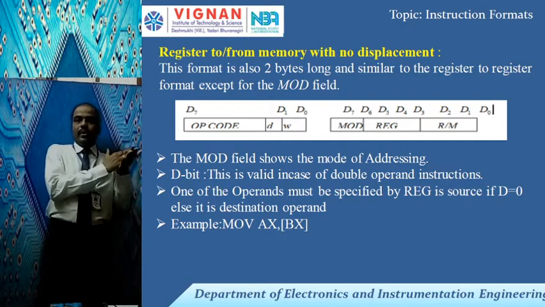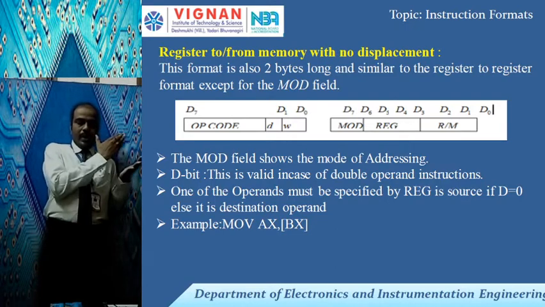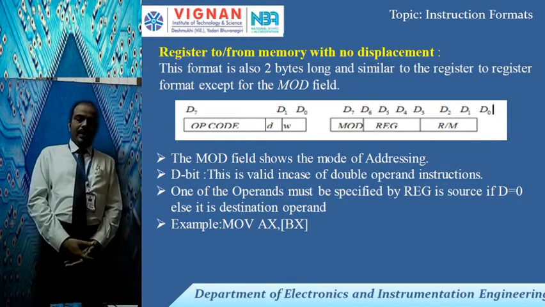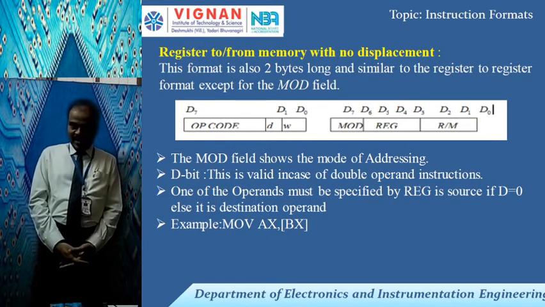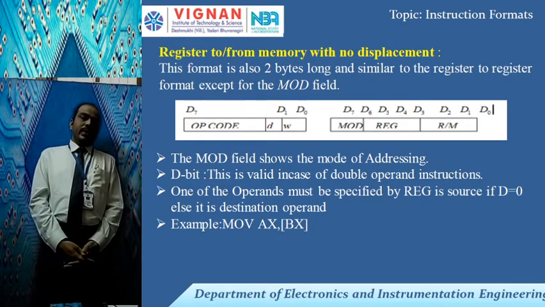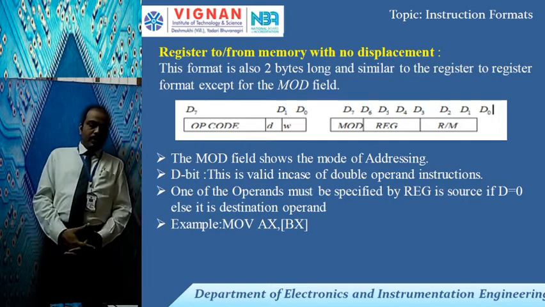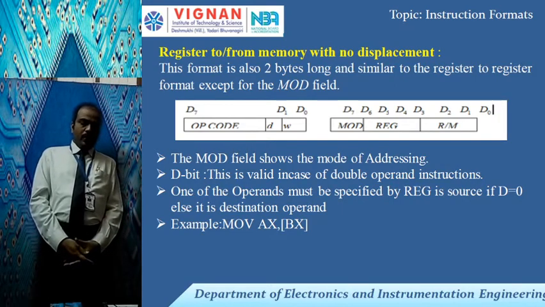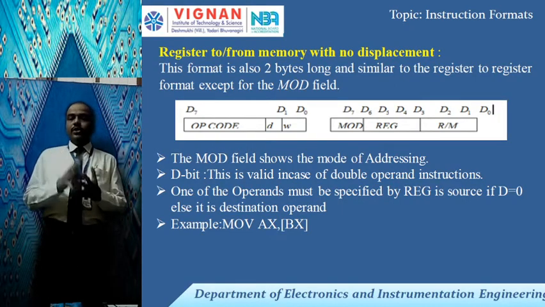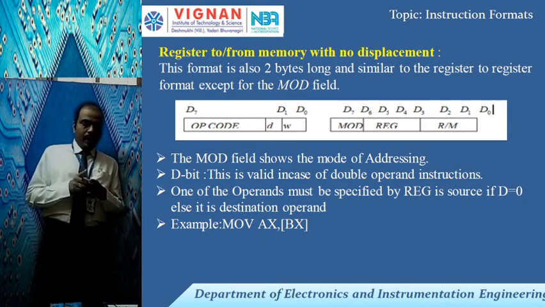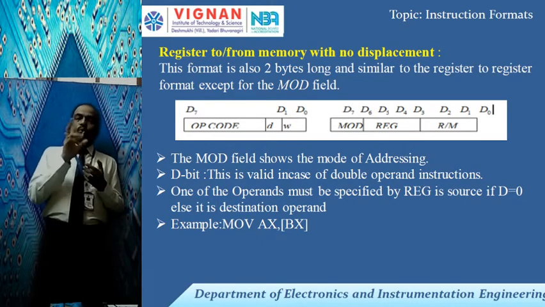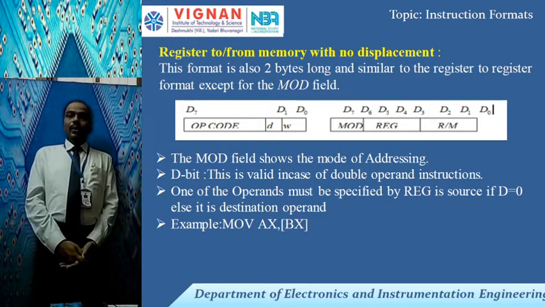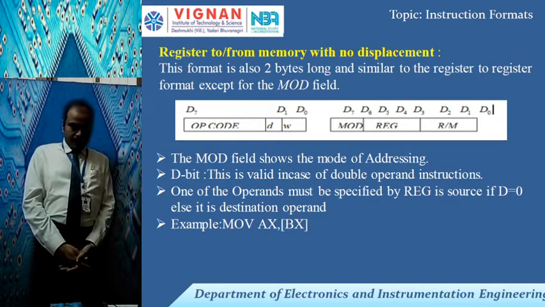The D bit is the first bit of the second byte. We are having 2 bytes, higher byte and lower byte. The D bit is valid in case of double operand instructions. Double operand means one of the operands must be specified by the REG. So if D equals 0, it is the source, else it is the destination. So if it is 1, there we are having 2 operands, that is the source operand and the register operand.